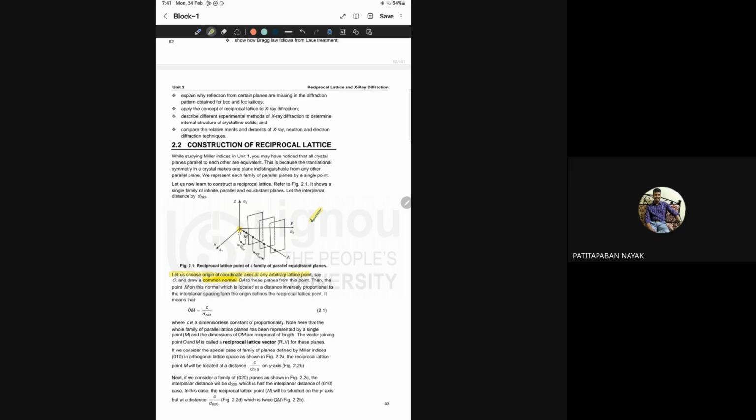So what you do, you have a set of parallel planes. You take any arbitrary point O as origin and draw a normal to the plane, and that normal is OA. Then the point M on this normal, which is located at a distance inversely proportional to the interplanar spacing from origin, defines the reciprocal lattice point.